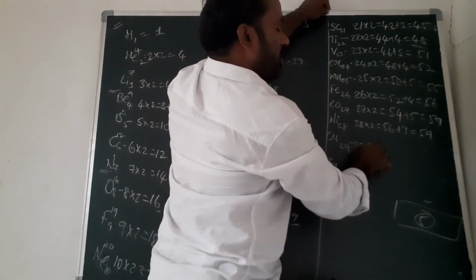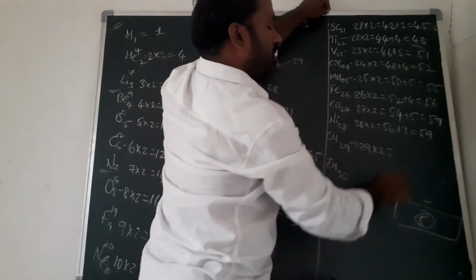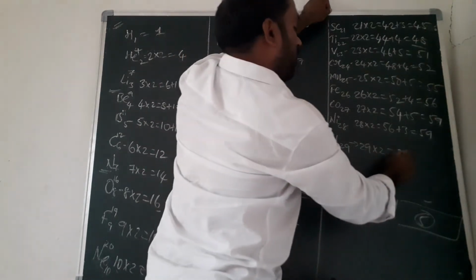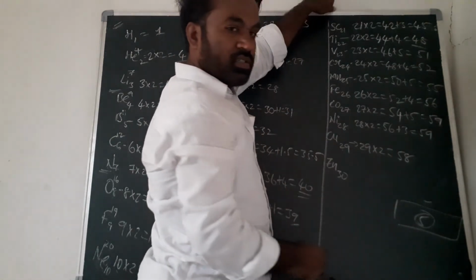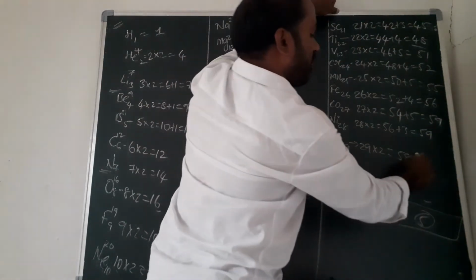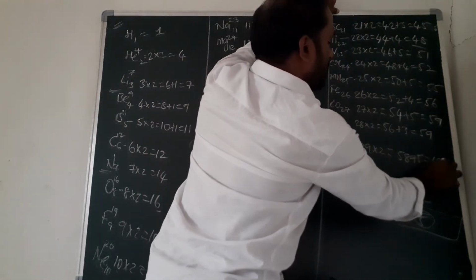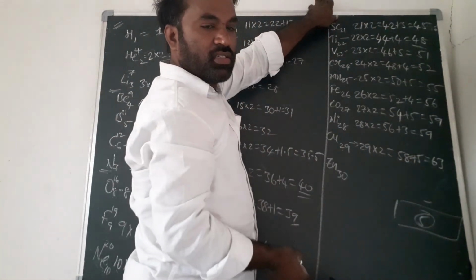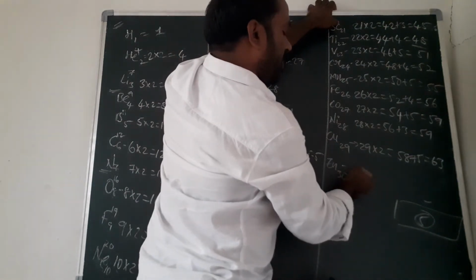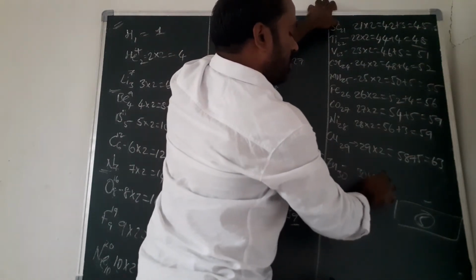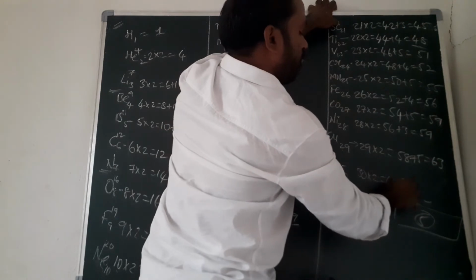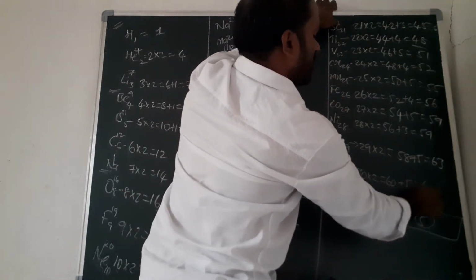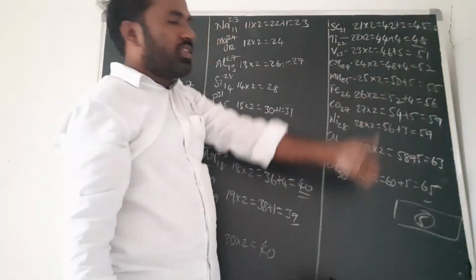Atomic number is 29. 29 twos are 58. To that 58 we have to add 5. That is 63. Next, zinc. Atomic number is 30. 30 twos are 60. Plus we have to add 5. So these are 65. So these are the mass numbers.